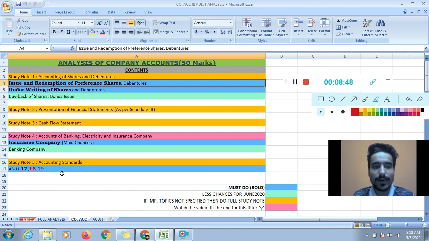So study note 5, accounting standards. These are the main accounting standards, and 17 and 18 is very important. AS 17, that is I guess segment reporting. So AS 17 and 18 is very important. Do not leave this. And 11 and 19 also, prepare them wisely.